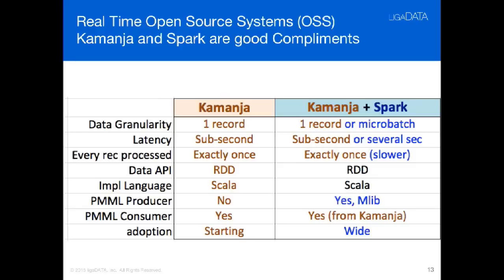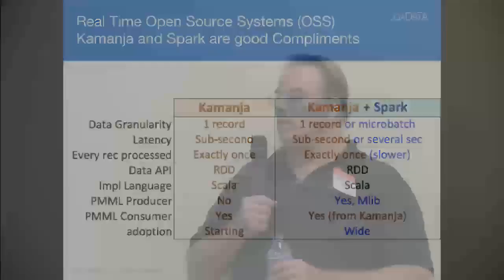Okay, so looking at Kamanja and comparing that with Spark. This is our first public presentation on Kamanja, so welcome, very new product, brand new. With Kamanja, our data granularity is one record. Spark can work with microbatch, but it can also tune back to one record at a time, although it gets a little bit less efficient. Our latency is sub-second, one of the things we're trying to make very fast with our real-time design objectives. With Spark, because you have the microbatch, you could have several second latency.